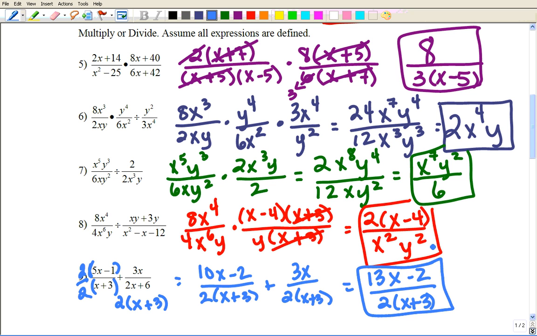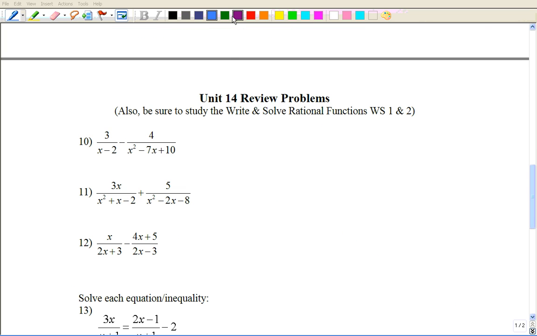All right, let's look at some more addition and subtraction problems. All right, so I've got 3 over x minus 2 minus 4 over x squared minus 7x plus 10. All right, so I'm always going to start out by factoring my denominators. So this is x minus 5 and x minus 2. Well, this one has an x minus 2, but it doesn't have the x minus 5. So I'm going to multiply this one top and bottom by x minus 5.